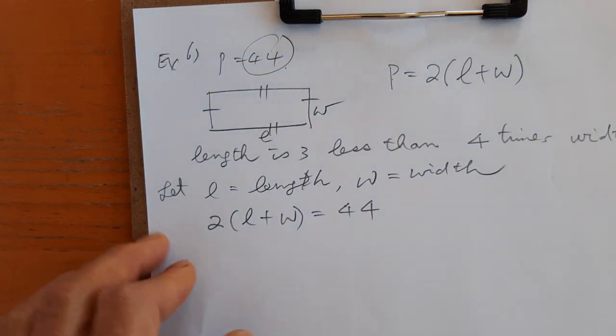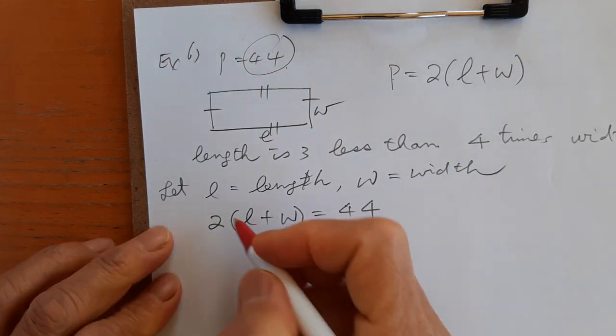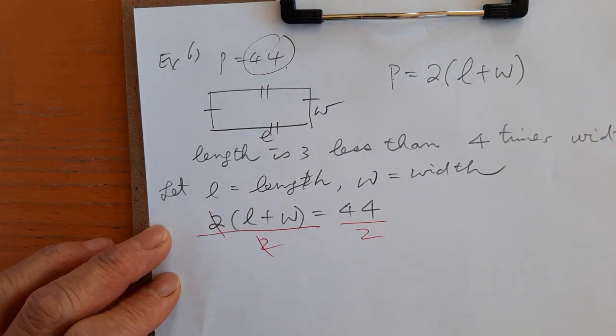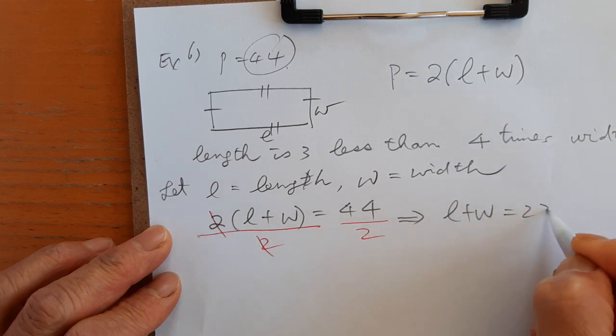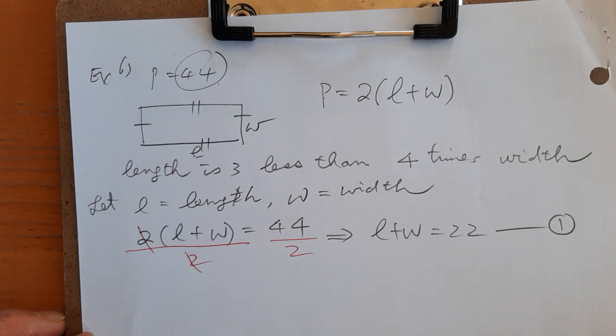And now you can divide both sides by 2 to simplify it. Divided by 2, divided by 2. The 2s cancel. So you will get length plus width equals 22. And that's the first equation.